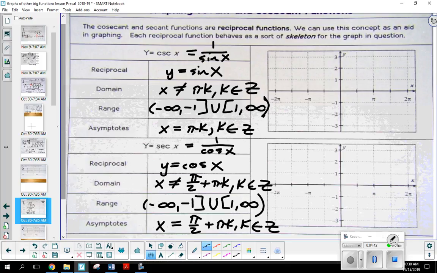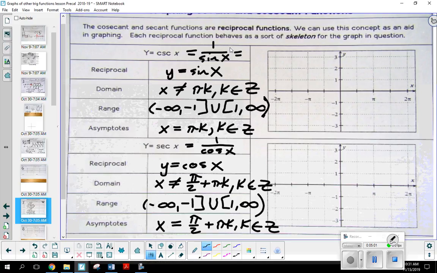Remember, cosecant's ratio is the radius over y, right? But if we're on the unit circle, what's the length of the radius? 1. While y is what we associate with the trig function sine. So just like we did with sine over cosine for tangent and so forth, we can do the same thing here.